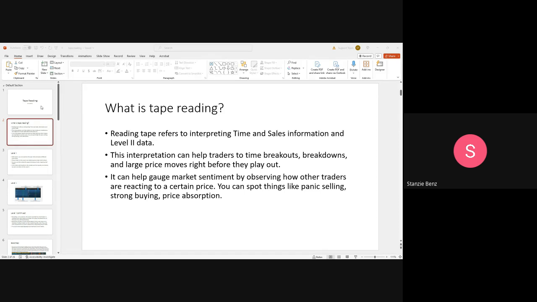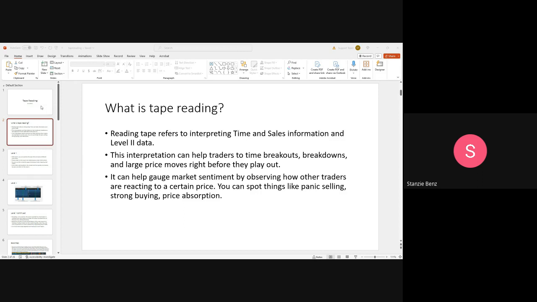Reading tape refers to interpreting the time and sales, as well as the level 2 data, which, in conjunction with support and resistance zones, can make you a better trader. It can help traders time breakouts, breakdowns, and larger price movements right before they play out. And this isn't something I can give you instructions on and you get good at right away. It's going to require screen time.